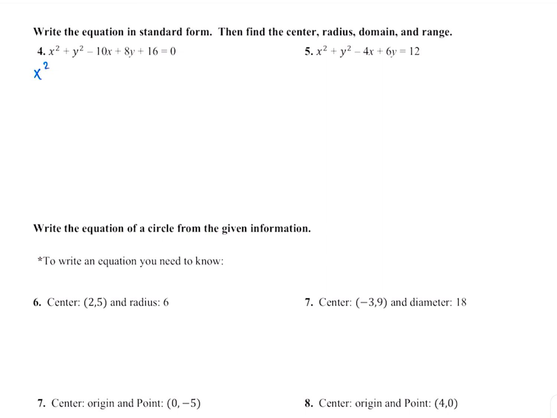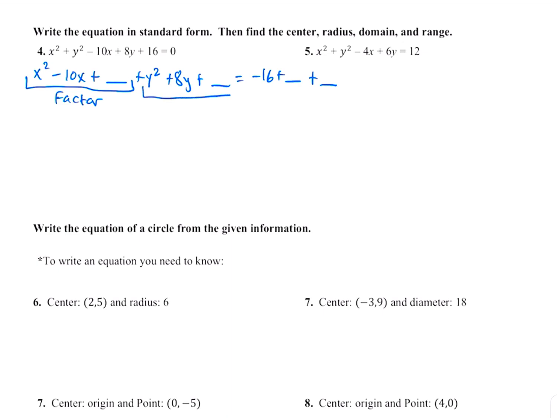So I will have x squared minus 10x plus blank plus y squared plus 8y plus blank equals negative 16 plus blank plus blank. So the first three terms we are factoring. The second three terms we are factoring. And the right side of the equal sign we are going to combine.